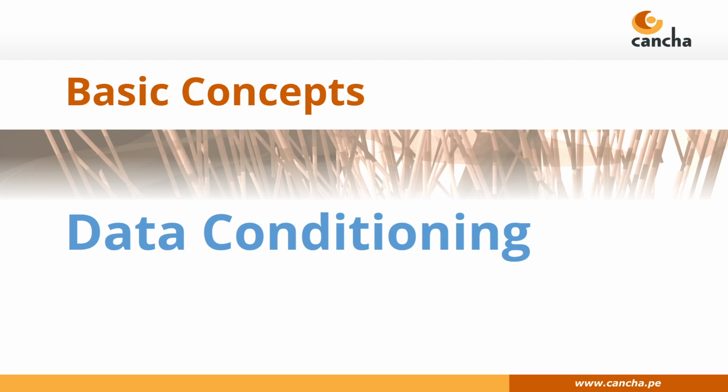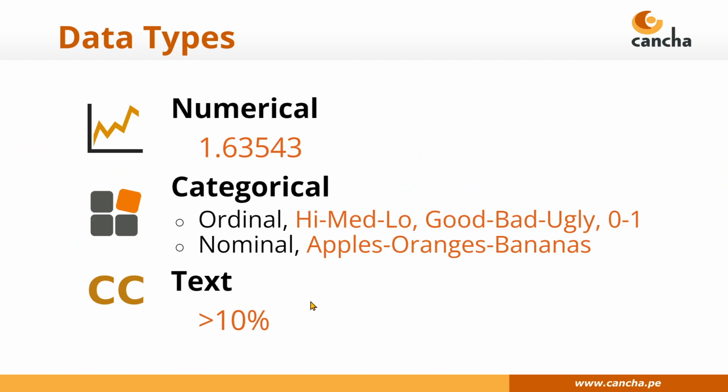You've got to get the data in the right shape in order to get it into Cancha. So basically there's three kinds of data you can import. Two of them are useful, one of them's not. First one is the numerical, any kind of number, integers or real numbers, no problem. Second one is categorical. There's two types, ordinal and nominal.